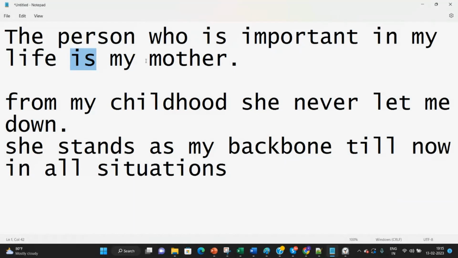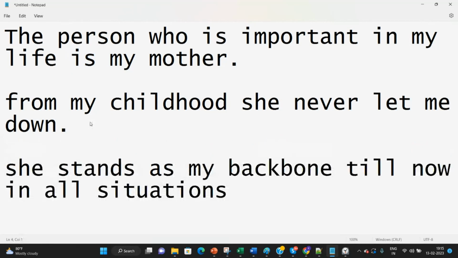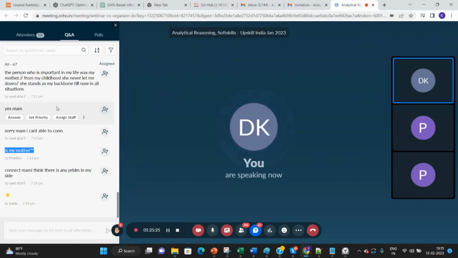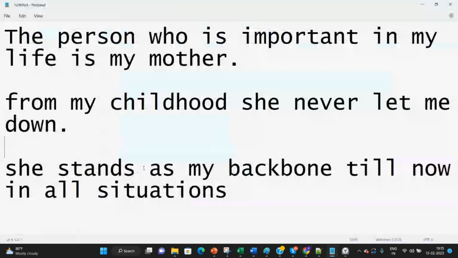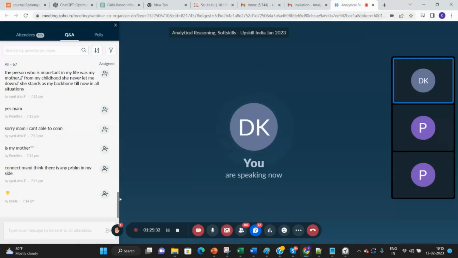Okay. Now, from my childhood, she never let me down. Here, there is a small problem. Can someone tell me what is the problem with this sentence? You see a problem with this line. From my childhood, she never let me down. What is the problem with that sentence? Is there a mistake?